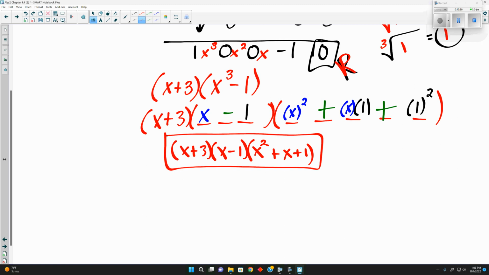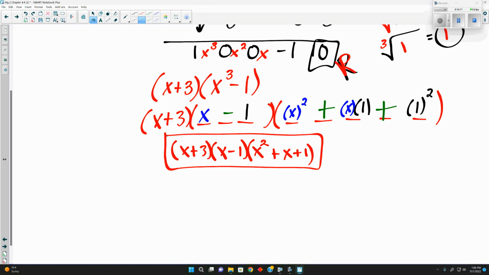There's 2 reasons that I can say that. One, and the main one, is that x squared plus x plus 1 will not factor. The quadratic part that comes out of the sum or difference of perfect cubes will never factor. It just won't. And that's the main reason why I can say we're done.